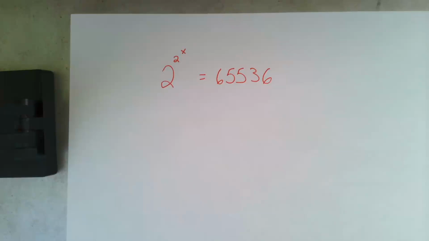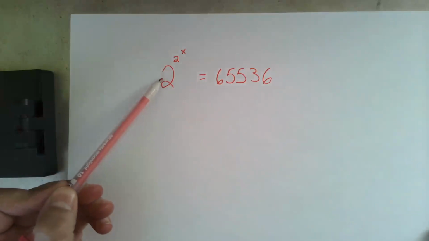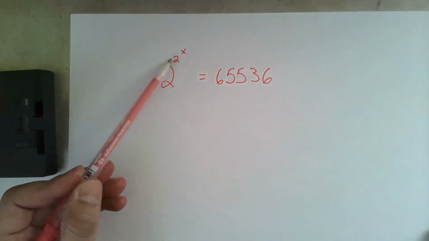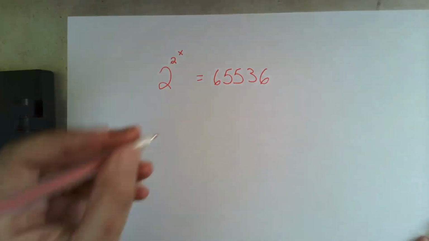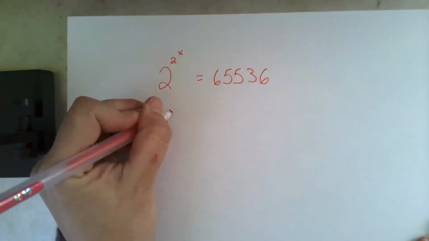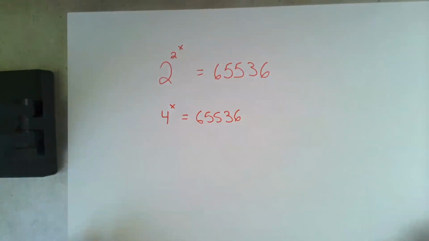So if I am an Algebra 1 student, while I don't have logarithms available to me, I certainly do have exponents. And the first thing I see is that this is 2 to the 2 and then to the x. So I'm going to go ahead and simplify that and make that 4 to the x equals 65,536.